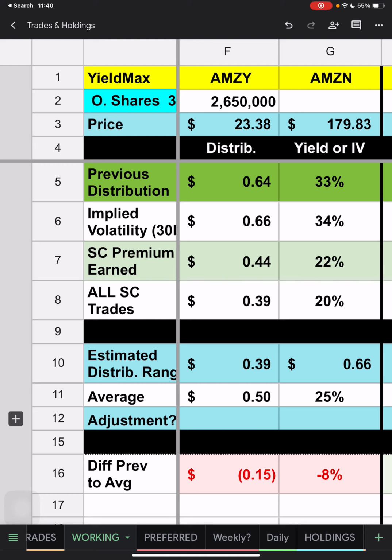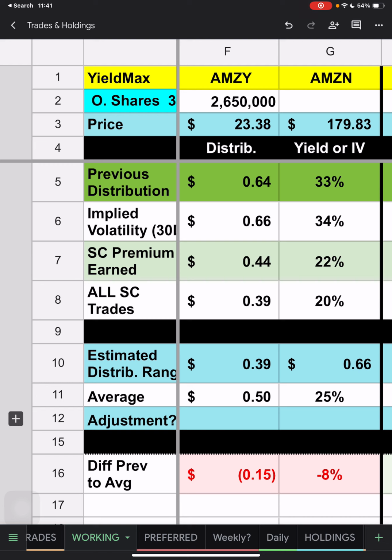Okay, so we have AMZ. Previous distribution was 64 cents. The implied volatility as of today shows an estimate of 66 cents. The premium they've earned per share is 44 cents. And on all of their short call trades, they have brought in 39 cents. So we have a range of 39 to 66 cents. If we did an average of those three, we're looking at about 50 cents, which is 25%, which isn't bad knowing that we have 4 days left.